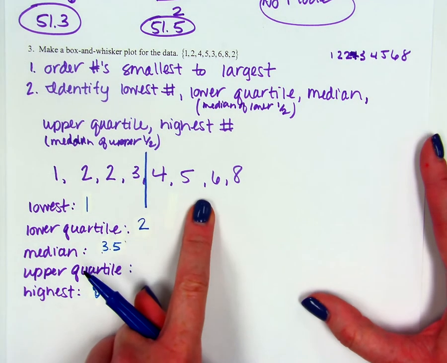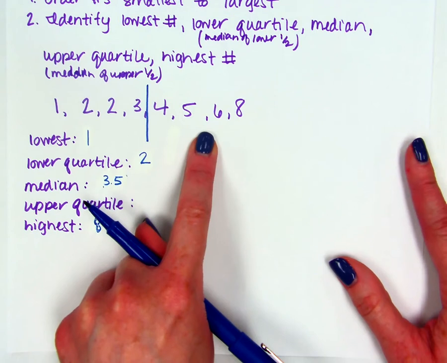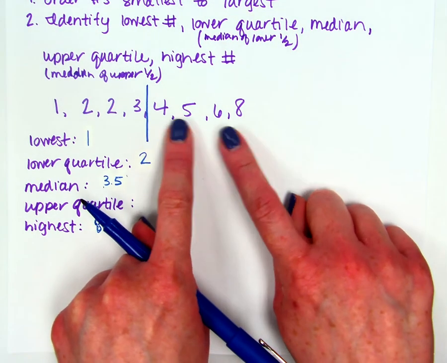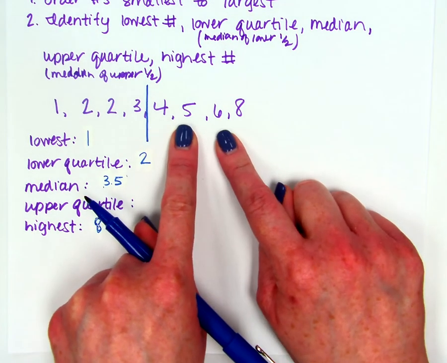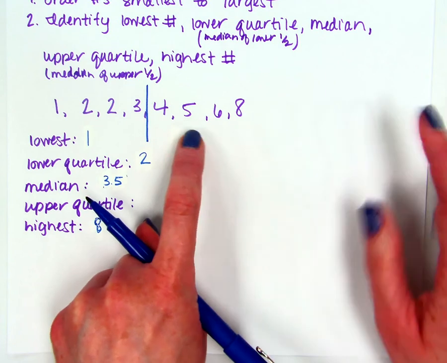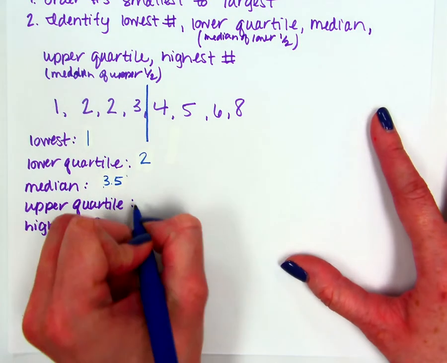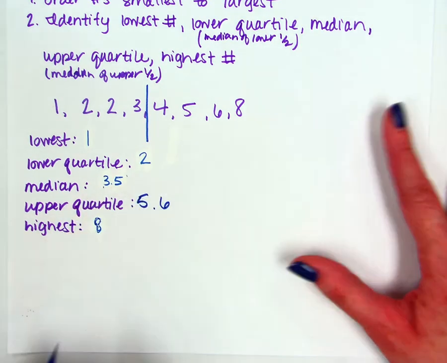We're going to do the same thing for the top. We're going to look at our upper half. So we have 4 and 8 and 5 and 6. Again, we do not have a median. So we're going to add 5 and 6 together and divide by 2. So our upper quartile is 5.6.